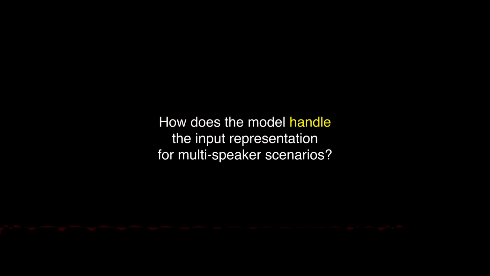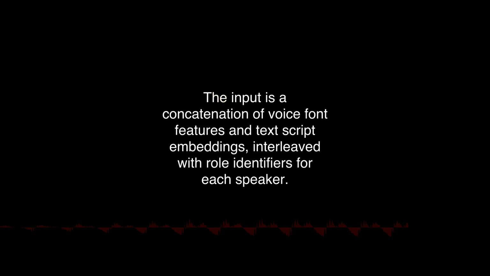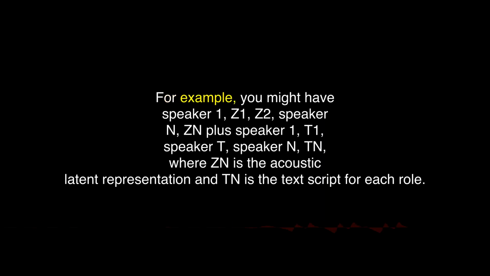That hybrid approach seems to be a key innovation. How does the model handle the input representation for multi-speaker scenarios? The input is a concatenation of voice font features and text script embeddings, interleaved with role identifiers for each speaker. For example, you might have Speaker 1: Z1, Speaker 2: Z2, ..., Speaker N: ZN, plus Speaker 1: T1, Speaker 2: T2, ..., Speaker N: TN, where ZN is the acoustic latent representation and TN is the text script for each role.